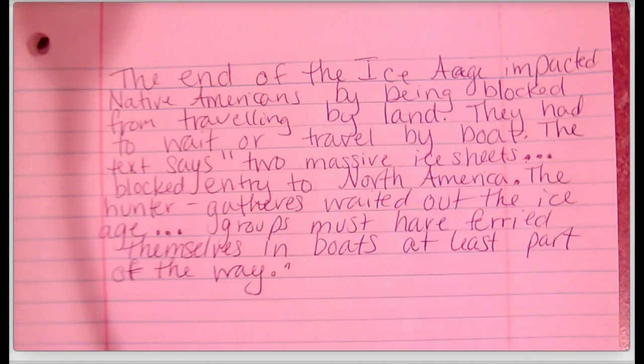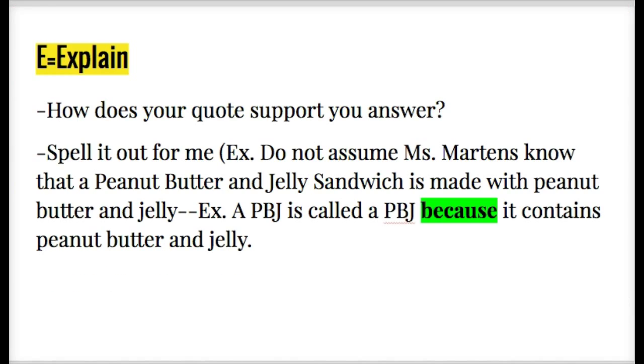All right. Our final one is E, and that is explain. Pretty much you're saying, how does your quote support your answer? You pretty much need to spell it out for me. Like, I can't assume you know. So it would be like saying peanut butter and jelly sandwich. You have to assume that I do not know that a peanut butter and jelly sandwich has peanut butter and jelly on it just by the name.